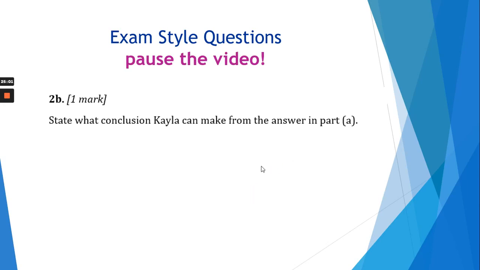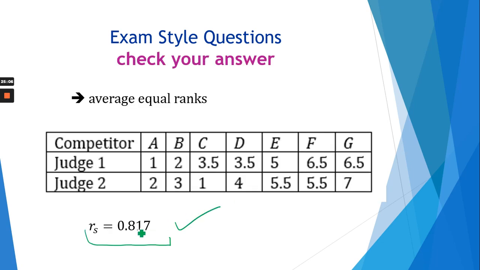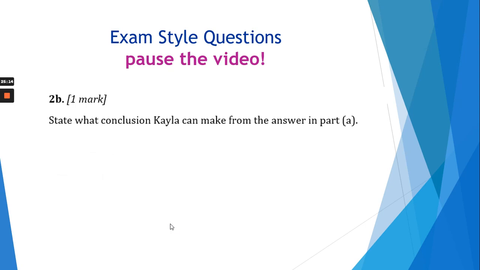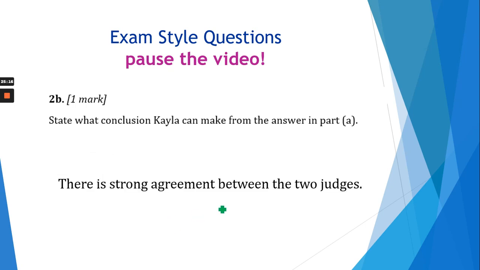State what conclusion Carla can make from the answer in part A. So this is also a strong correlation. So what we're going to say in terms of the judges 1 and 2: there's a strong agreement between the two judges. That's another way of saying it. There's strong agreement between the two judges. Or judges 1 and 2 strongly agree with the results.